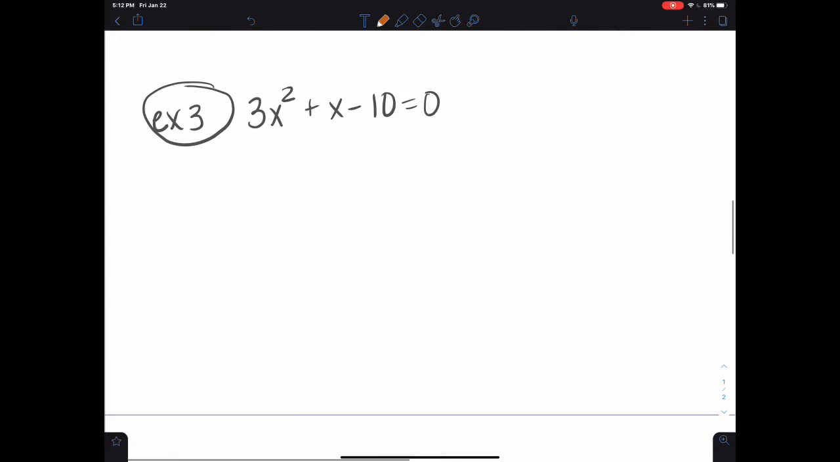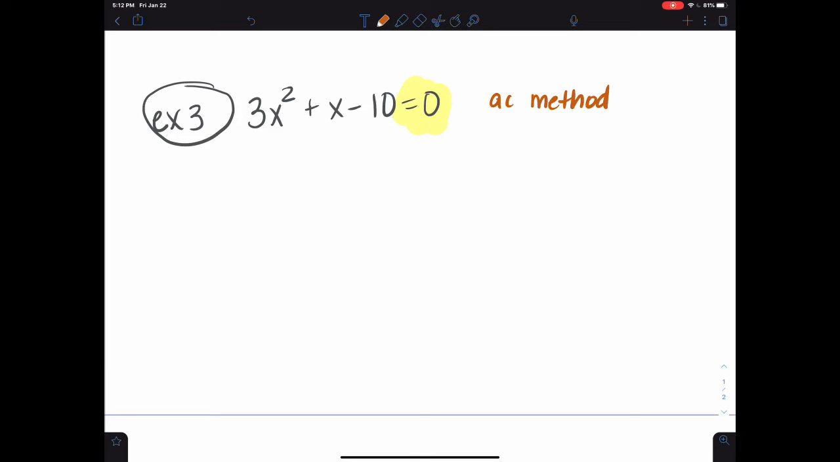Let's try another one. Can I pull out a GCF? No. Can't factor by grouping. It's not a special case. This one is another AC method for factoring. So again, we're equal to 0. I don't need to do any rearrangement.